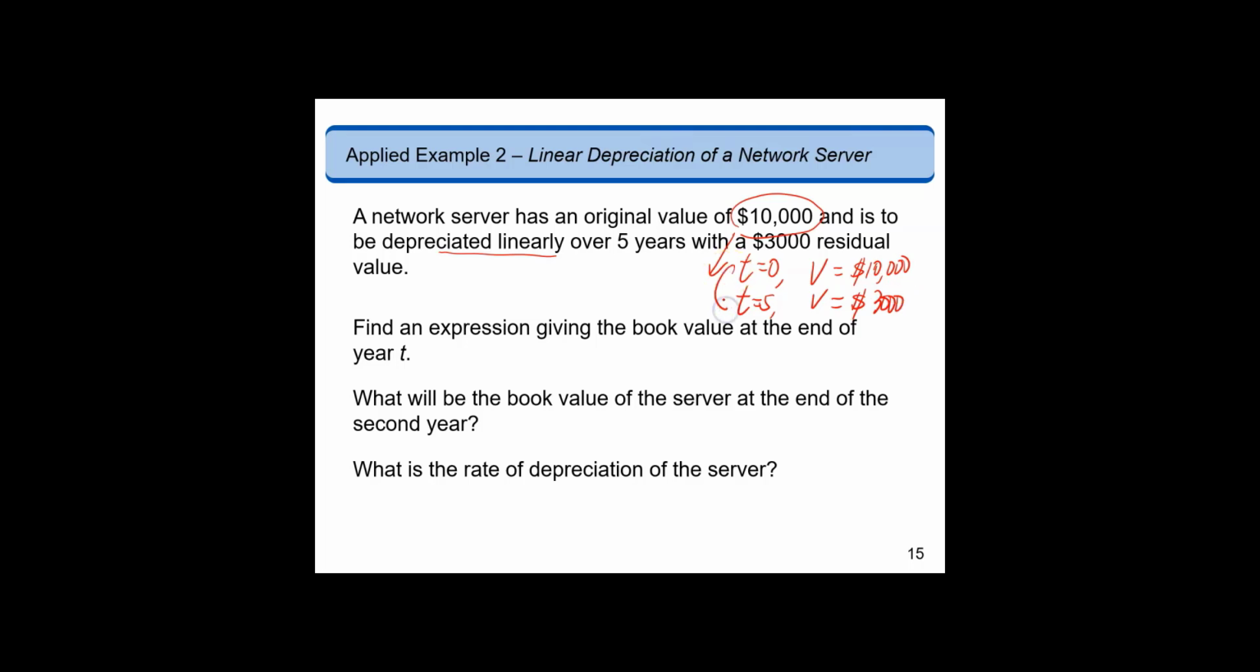Meaning after 5 years, the value of the machine drops $7,000. Find an expression for the book value at the end of year t. What will be the book value of the server at the end of the second year? What is the rate of depreciation of the server?